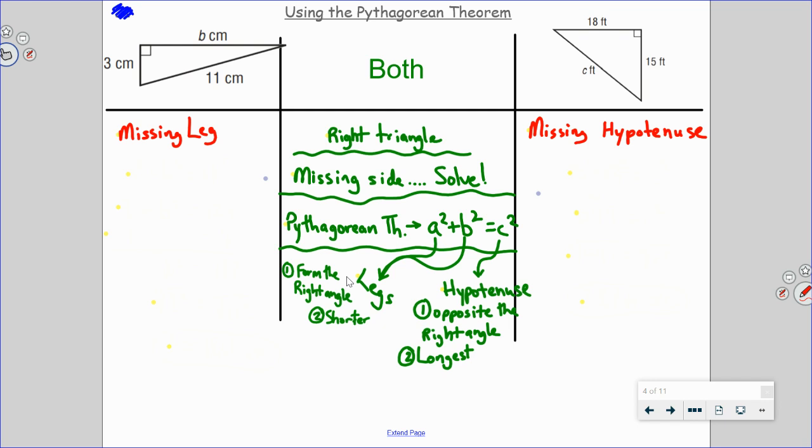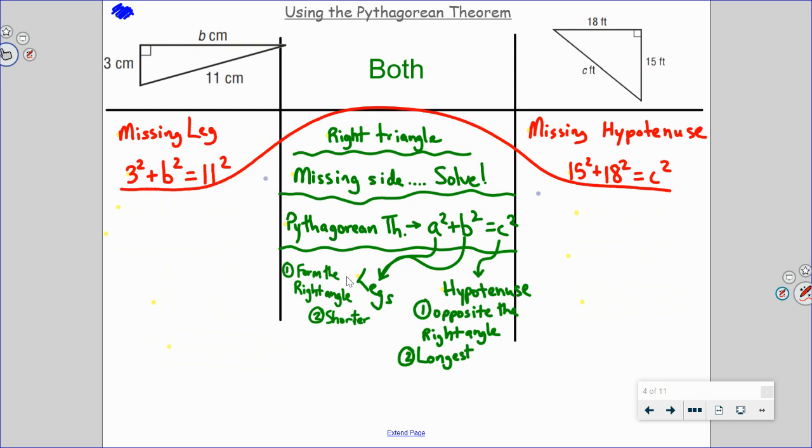So when we write out the two equations, on the left we have 3 squared plus b squared equals 11 squared, while on the right we have 15 squared plus 18 squared equals c squared. Now, I want you to look at those. Again, what major differences do you see? On the right problem, 15 and 18, the legs are both known and they're on the same side. So you can use your calculator as an appropriate tool here to add them up. Square 15, square 18, add them up.